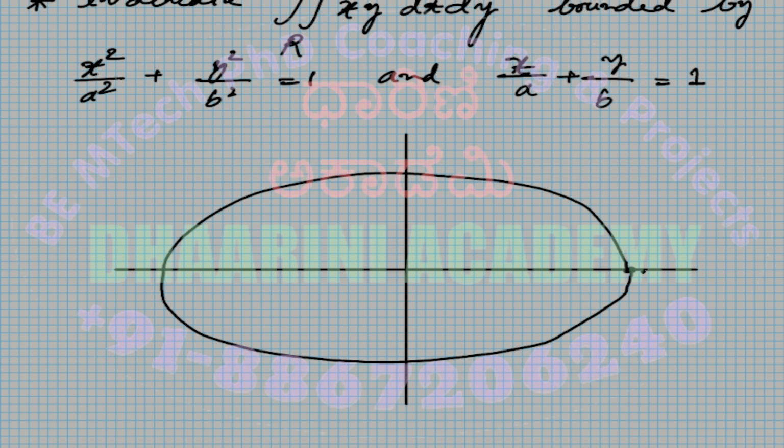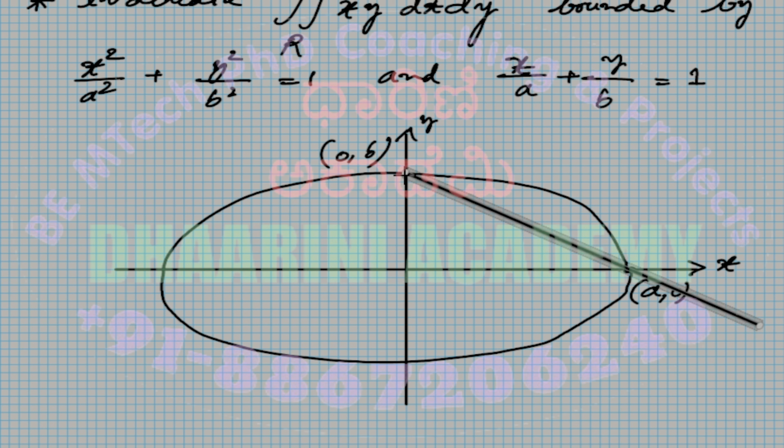What is this point? This is a comma 0. This is 0 comma b. This is the x-axis. Now, the straight line is given. That also should pass through the same two points, because x by a plus y by b equals 1 has the same x and y intercepts. So this is the straight line. Now between them means we are talking about this area. So this is the region capital R, which is bounded between the two given curves, one of them an ellipse and one a straight line.